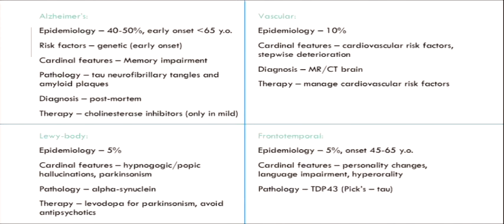And then frontotemporal is another one. It happens a little bit younger, so middle-aged people, 45 to 65 years old, 5%. And the cardinal features, there's two different types. There's like the mainly behavioral types and the mainly language types, but there's overlap as well. So just remember, big personality changes where they start becoming inappropriate or just vastly different people. They're disinhibited, basically. And then they also could potentially have language impairments.